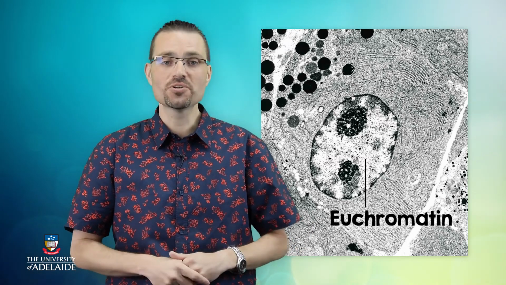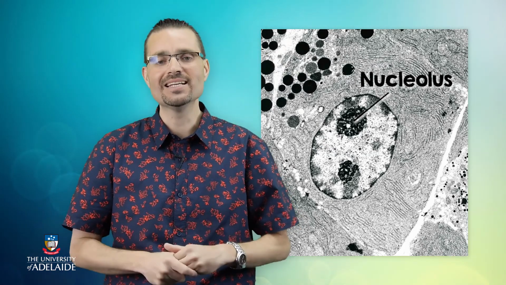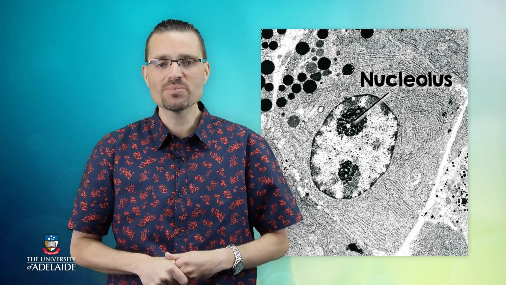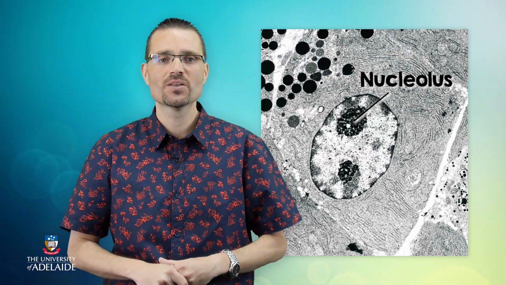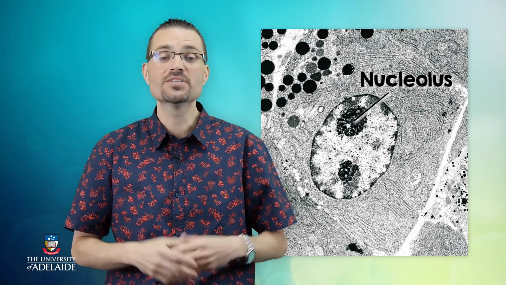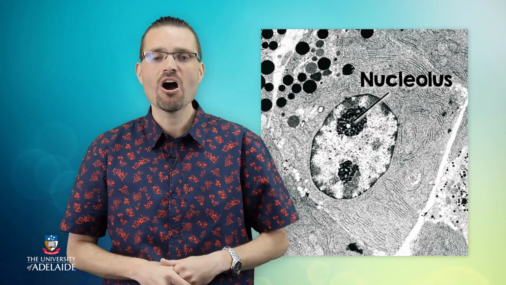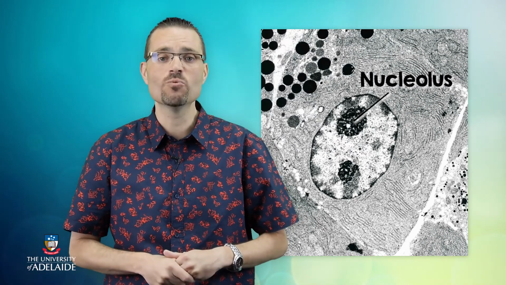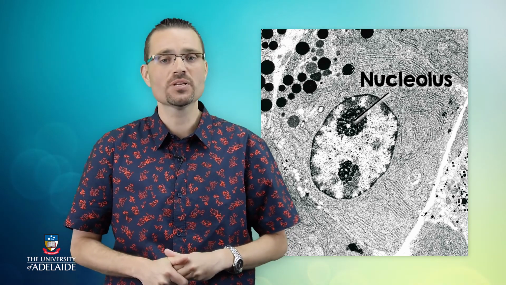Next, let's look at the nucleolus. The nucleolus is a small, dark staining area in the nucleus. The nucleolus is the site of ribosomal RNA or rRNA synthesis. The nucleolus also assembles ribosomal subunits into ribosomes. In another video later on this week, I'll describe how proteins are made and discuss the role of ribosomal RNA in more detail. Next, let's look at the nucleoplasm.